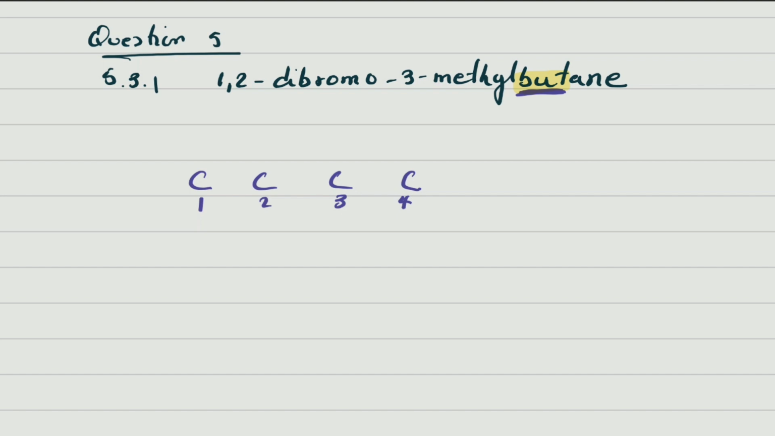Now in carbon 1 and carbon 2 you have bromos, like you can see here. So on this side you will have a Br, and on this side you will have a Br. And in carbon 3, as you can see on this side, you have a methyl. I'm going to do the methyl at the bottom here because of space. It doesn't really matter where you are doing it.